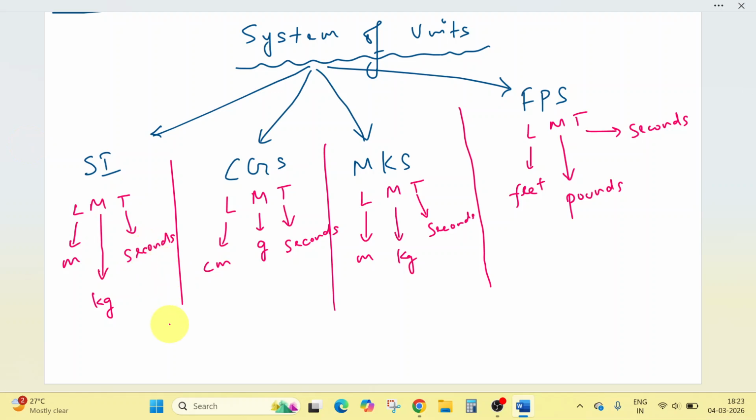Okay. Now you will be confused about one thing. That is, what is the difference between SI and MKS? You see, everything is the same. Length is measured in meter, mass is measured in kg, and time is measured in seconds. So what is the difference? So why are we writing MKS separately as a system? SI is the new name of MKS. The new name of MKS is SI.